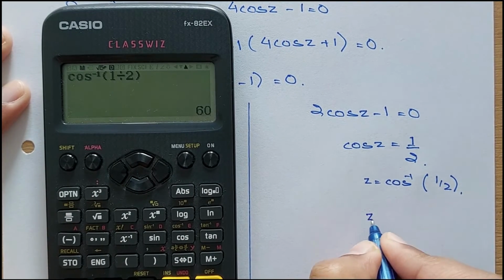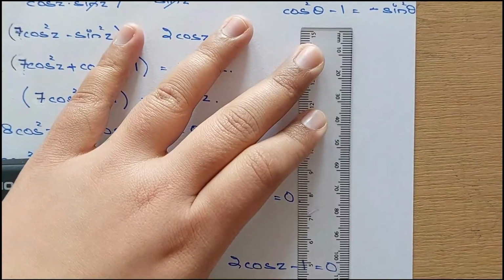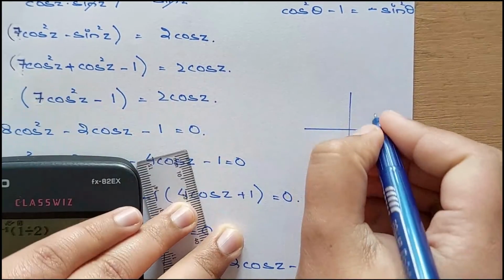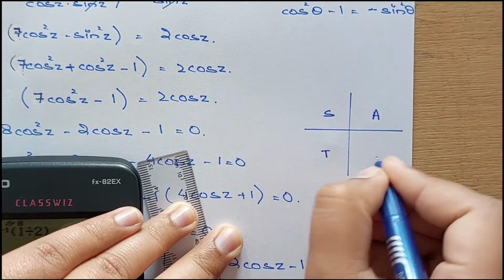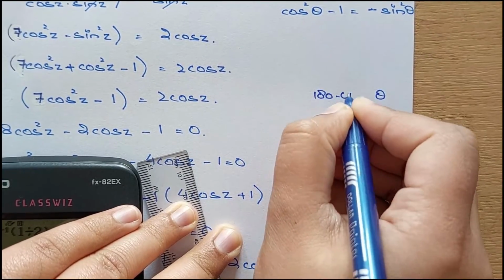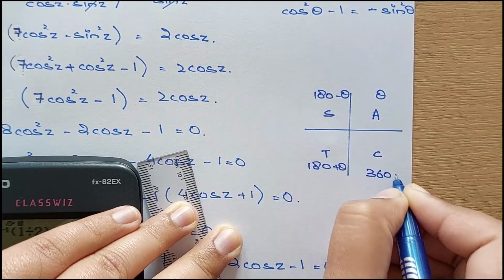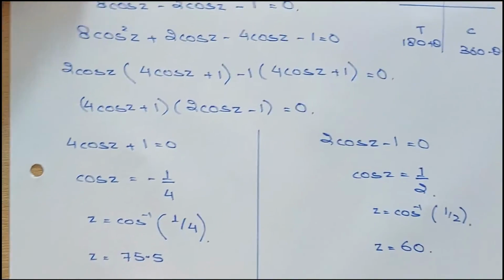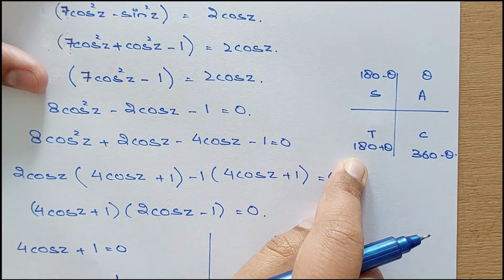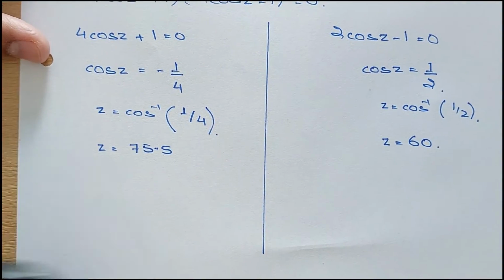This is 60, so z equals 60. Okay, let me draw the coordinate and check in which quadrant cos is positive and negative. So we have A, S, T, C. Here we have theta, 180 minus theta, 180 plus theta and 360 minus theta, right? Now for the first, we have cos is negative. Cos is negative in the second and third quadrant. So 180 minus that z value and 180 plus the z value, right?